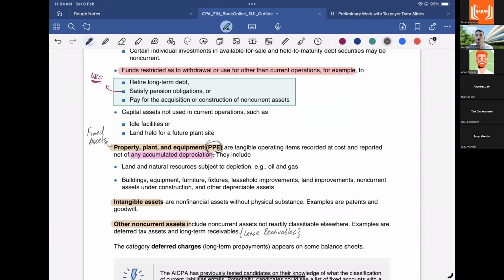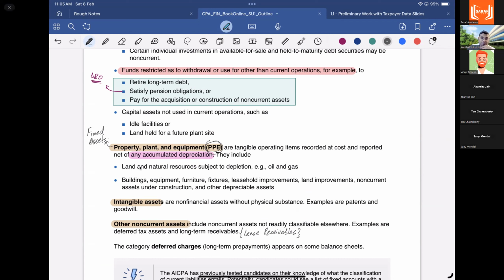PPE stands for property, plant, and equipment. Property is a fixed property, such as land, building, apartment, or whatsoever it may be. Plant refers to your manufacturing plant or your manufacturing entity. Equipment refers to items such as furniture, fixtures, and so on and so forth, right? What you do over here is that these items are always reported net of any accumulated depreciation, all right?